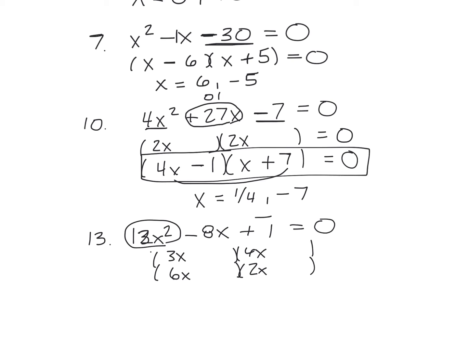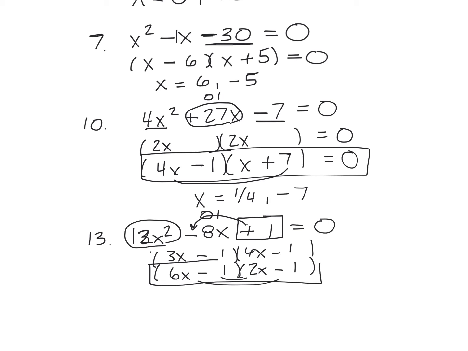I'm going to look at this positive 1. That positive sign tells me they both have to be negative. And my only factors of 1 are 1 and 1. So if I place these in here, and remember I need to get my outsides and insides to be negative 8x, this is the one that's going to work right there. And my solutions would be positive 1/6 and positive 1/2.